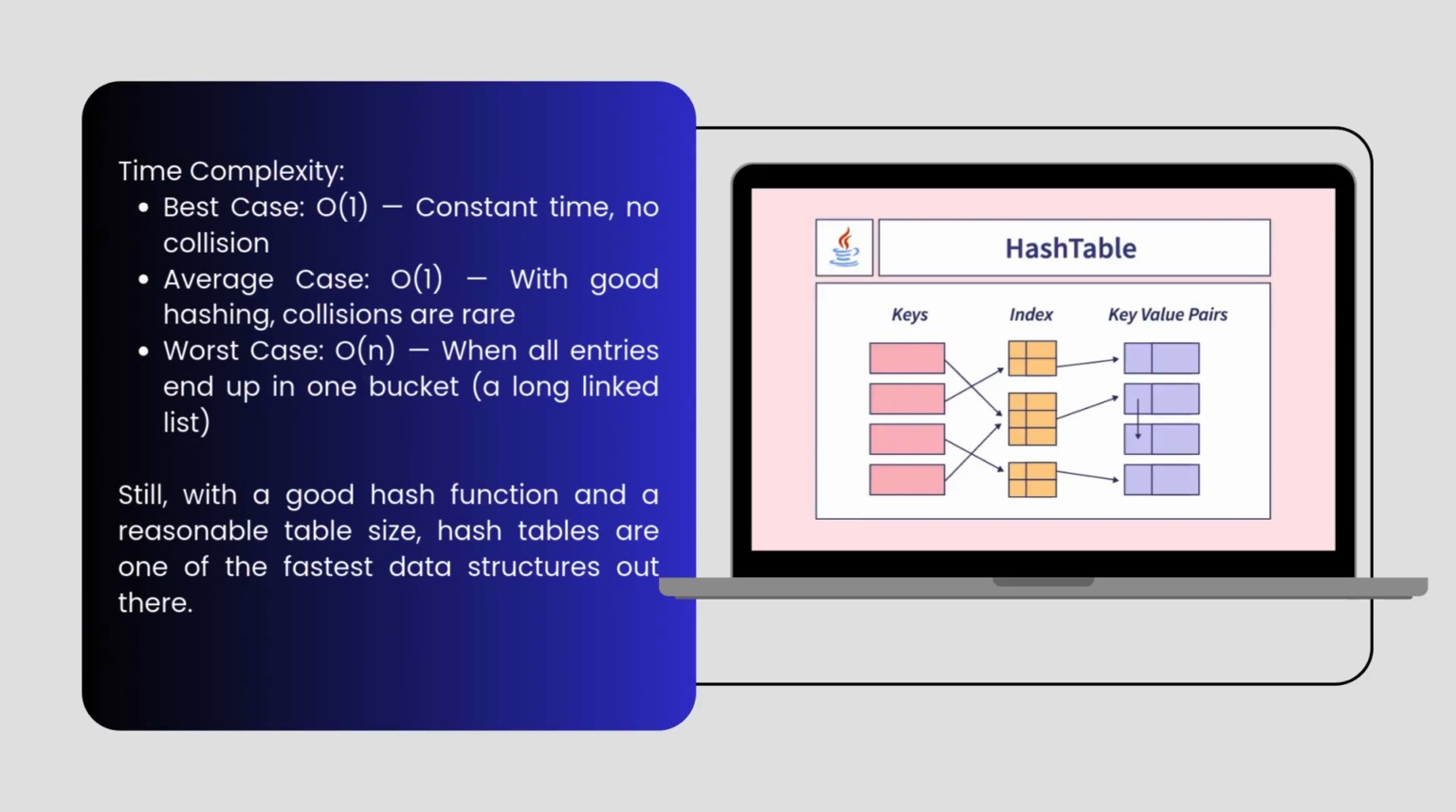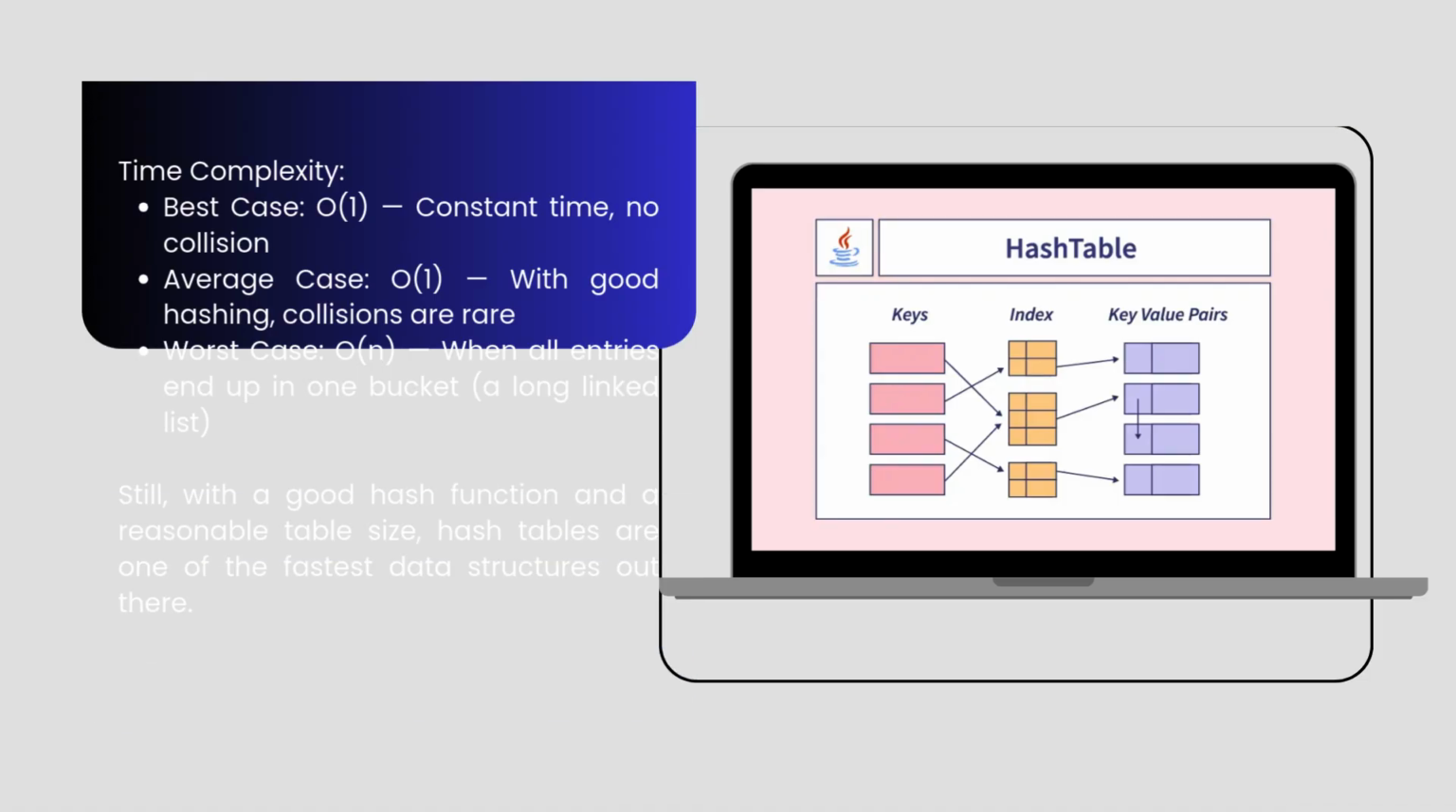Average case, O(1), with good hashing, collisions are rare. Worst case, O(n), when all entries end up in one bucket, a long linked list. Still, with a good hash function and a reasonable table size, hash tables are one of the fastest data structures out there.